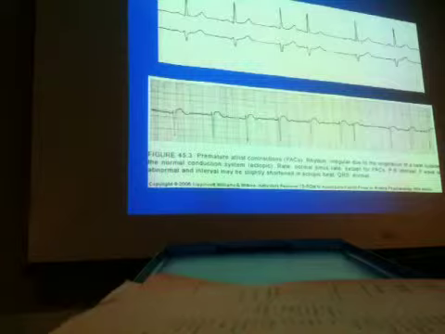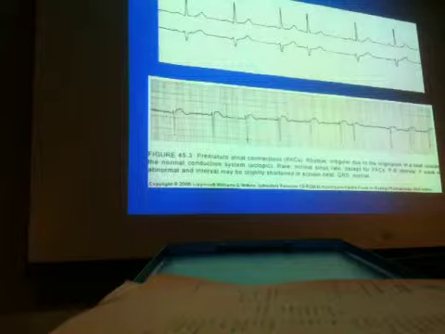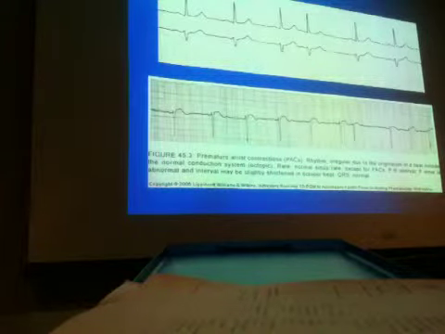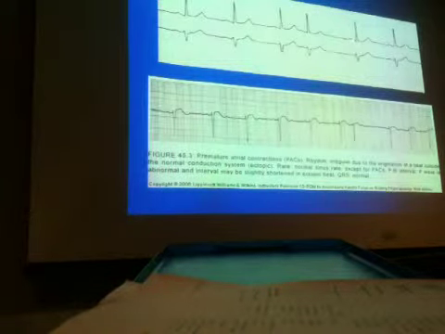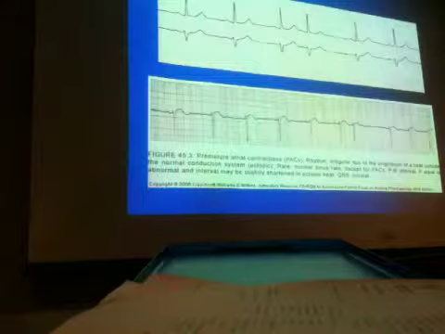So you may or may not see a P wave. Sometimes you don't see a P wave. Most of the time you see a little funky P wave that is coming way earlier than expected. And afterwards, you have sort of a pause because the heart resets itself to kind of stay in rhythm.